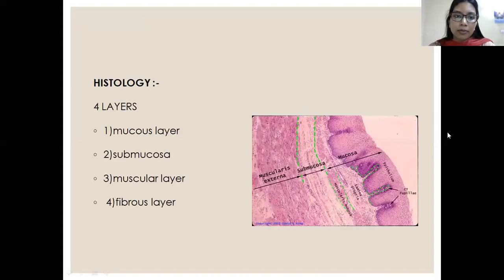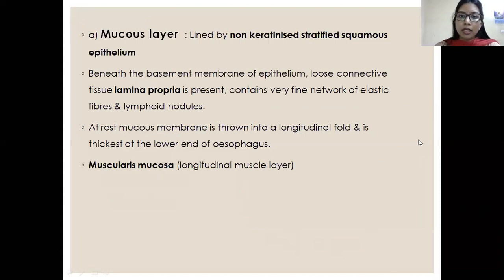So like we have spoken about the histology, it consists of a mucosal layer, submucosal layer, muscular layer, and there is an outer fibrous layer or an adventitia layer. This mucosal layer has an epithelium, lamina propria, and muscularis mucosa. This epithelium is non-keratinized, stratified squamous epithelium.